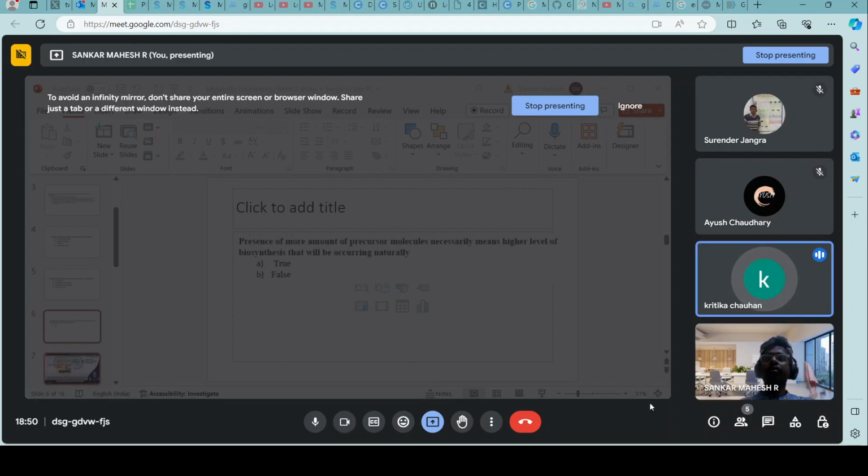Yes, sir. What I've studied through the lectures, it was mentioned there that a small amount of precursor can lead to the biosynthesis of the molecules. So it doesn't mean that if we increase the precursor, it will cause a synthesis of macromolecules or the things we require through this procedure, because as we have said, other conditions are also required for the synthesis. So it depends on the other factors as well.